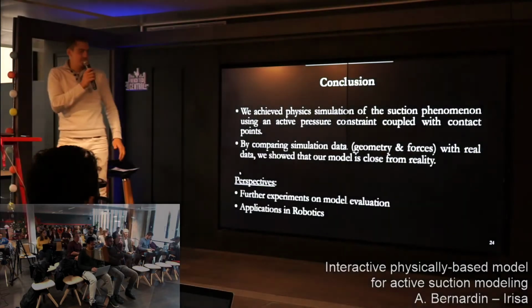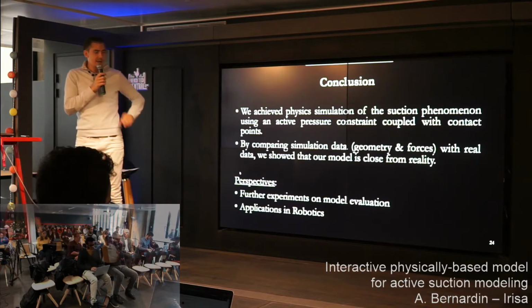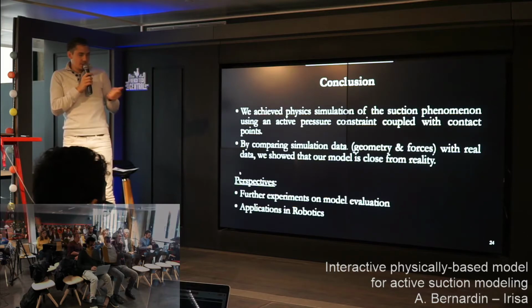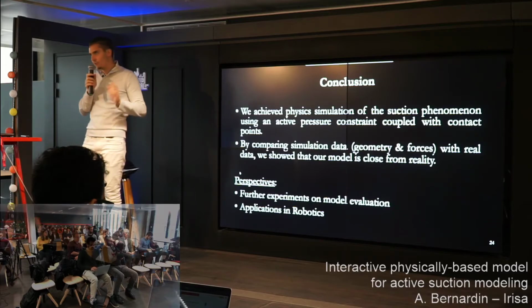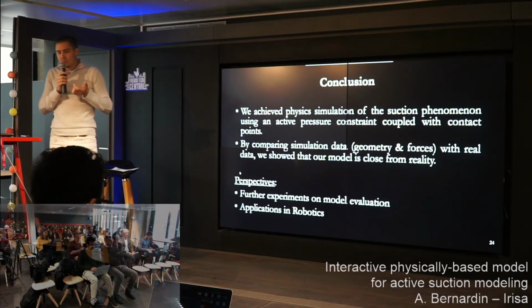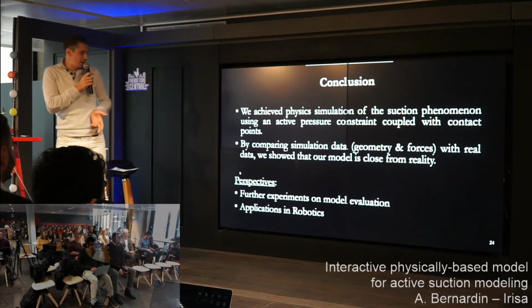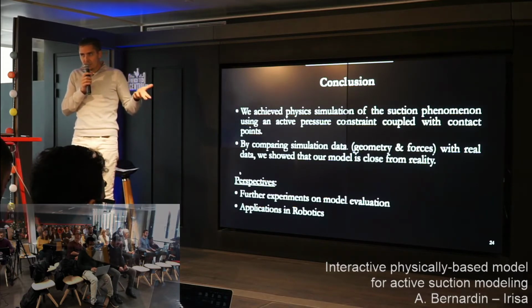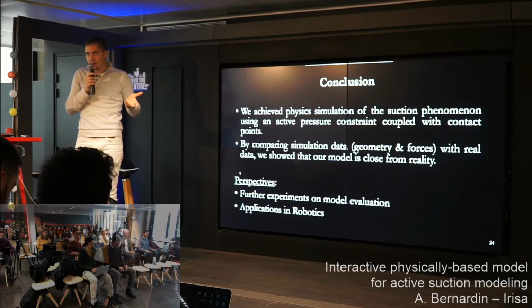So in conclusion, we achieved physics simulation of the suction phenomenon using an active pressure constraint, and this is alongside the classical contact constraint. Secondly, by comparing simulation data with real data, for force and geometry, we proved that our model is close to reality. As perspective, we would like to do further experiments on this model evaluation, and we would like to apply our suction contact model in robotics.